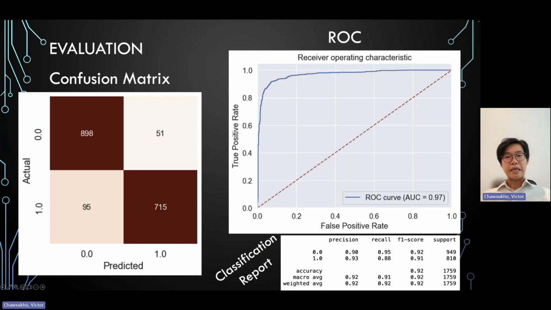Let's move to the evaluation process. We evaluate based on the confusion matrix, ROC, accuracy, and classification report. In general, the results give us pretty good performance. That means we think this is a good model and can be applied to the next step, deploying it on a new data set.